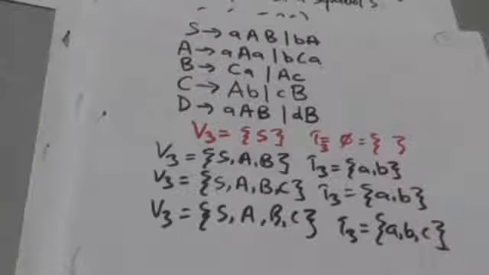So these are the two steps, step 1 and step 2. First we have to perform step 1, then step 2 to obtain the reduced grammar of a given grammar.